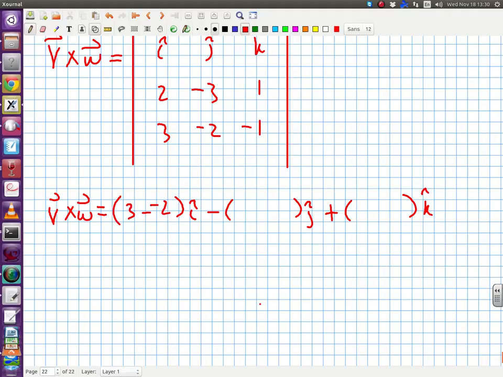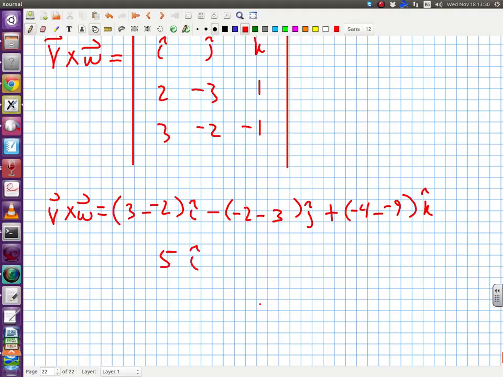All right, how do you do the J coefficient? Well, there's a negative there already, and then what goes into parentheses? Well, ignore the J column, cover it up, and now it's 2 times negative 1, which is negative 2, minus 1 times 3, which is 3. Okay. And then how do you do the K coefficient? The K coefficient is cover up the K column, and you get negative 4 minus negative 9. Okay. So how do you subtract minus a negative 2? You really don't. You add a positive 2, so you get 5 in the I direction.